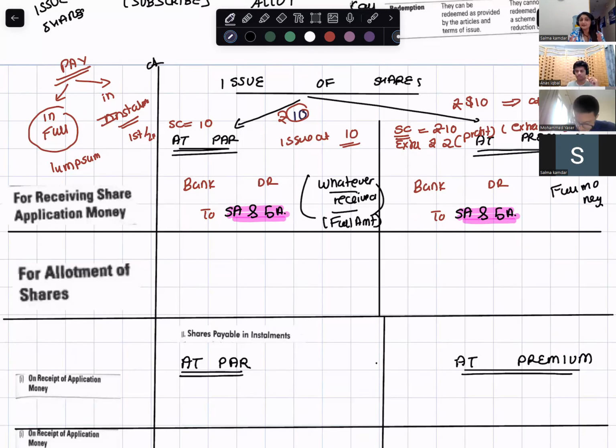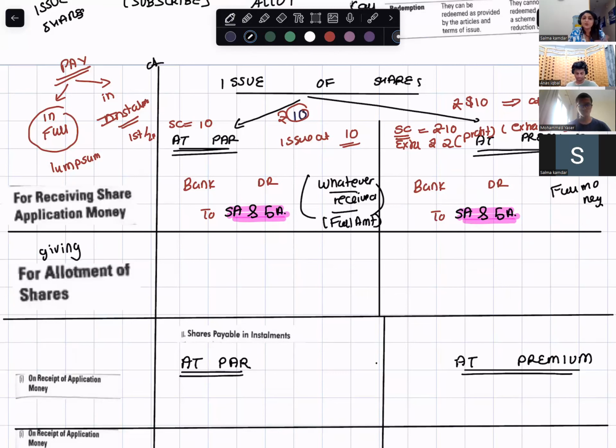Understand, capital is always credit. So whenever you are issuing shares, capital will always be credited. Only when you take back the money, when you forfeit the shares, at that time you debit capital. Are you with me? Yes. So now you're allotting shares. When you're allotting shares, you are giving them the shares.